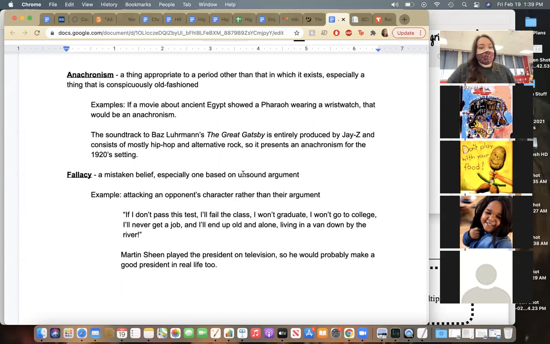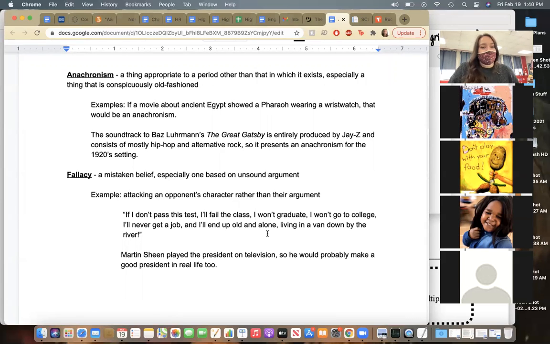An example of that would be if you attack an opponent's character rather than their argument, like, oh, well, I don't believe anything David says, so even though he said this good, clever, true thing, I'm gonna pretend like it doesn't work, like it's not valid just because David's the one who said it. That's not fair, right?